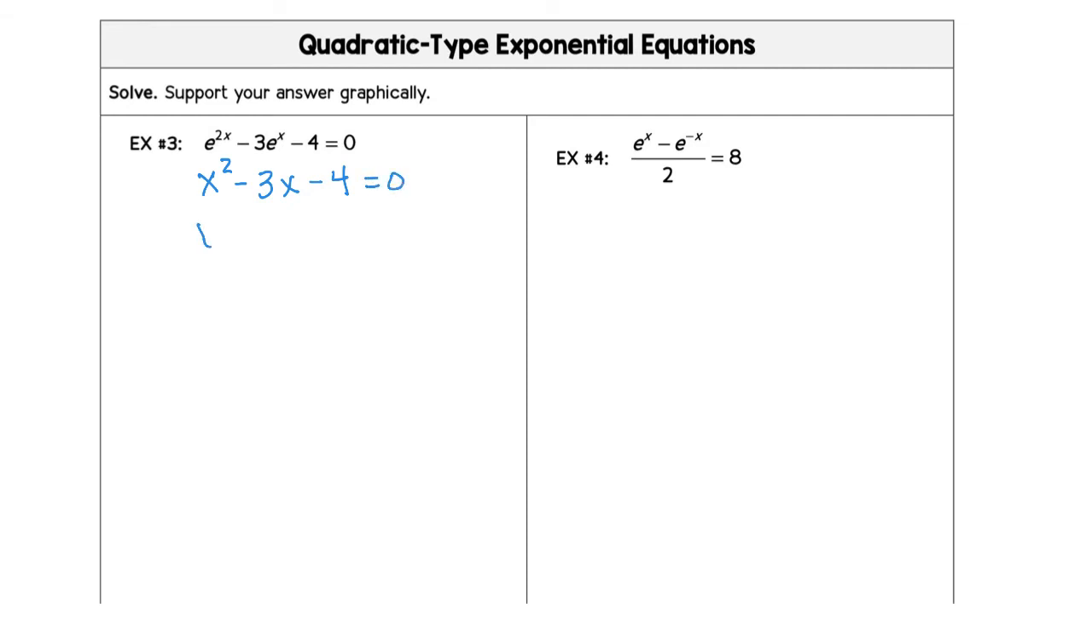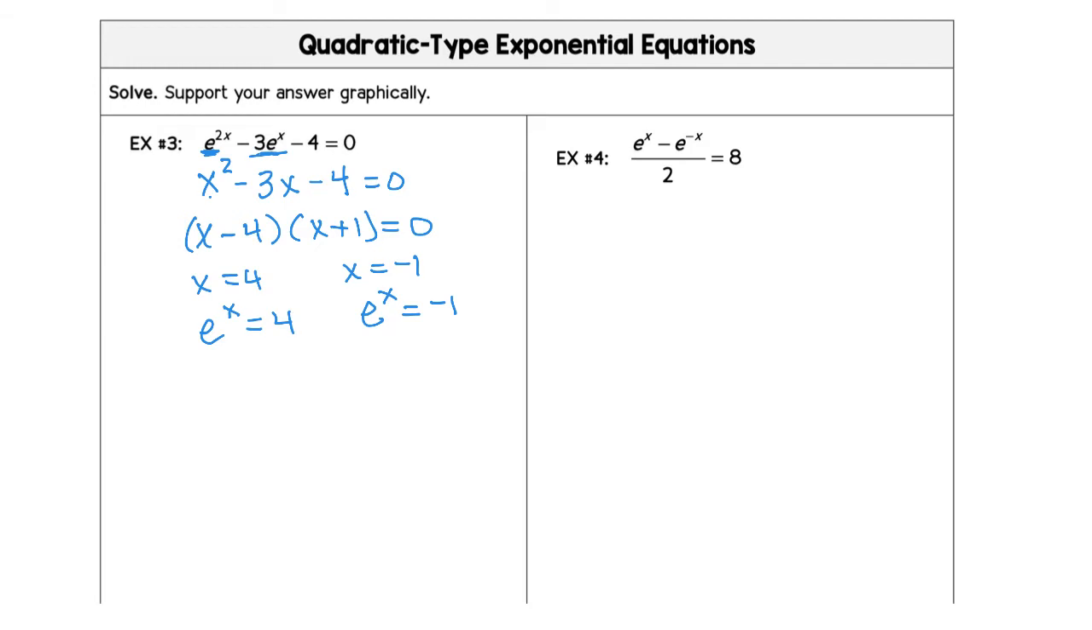So then that's going to give you x minus 4 times x plus 1. And then you would say x equals 4, and then x equals negative 1. But we didn't really have x. We had e, didn't we? So we're going to bring back down our e and say, well, really that's e to the x is 4, and e to the x is negative 1.